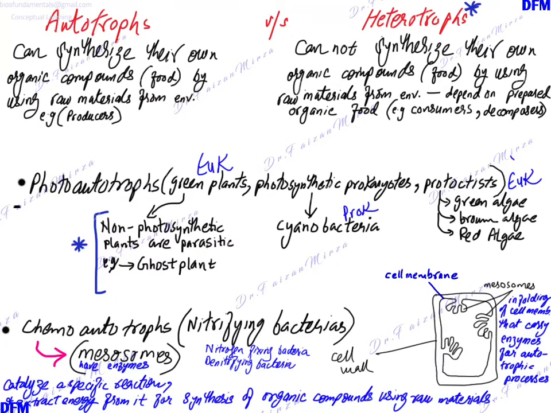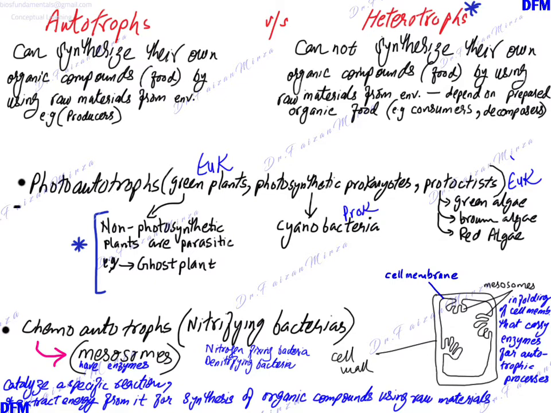We need to understand what autotrophs are and what heterotrophs are. Autotrophs are organisms which can synthesize their own organic compounds, which means food, by using raw materials from the environment. For example, plants are producers of ecosystems all over the globe.